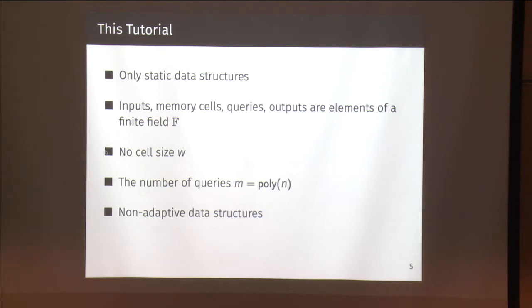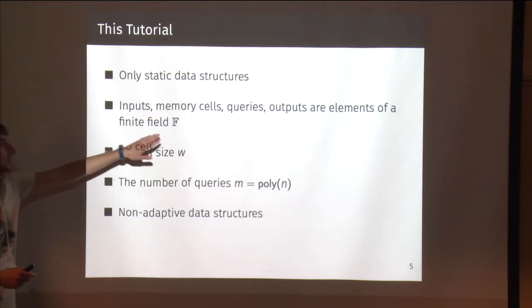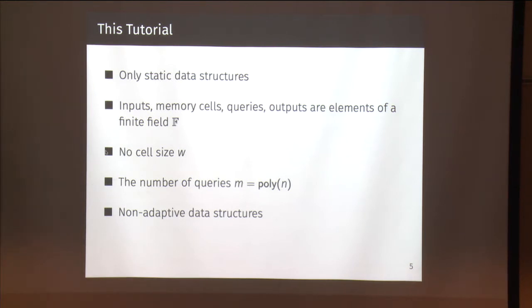Is it crucial that M is whole? It's not, but usually, in lower bounds, you would have something like log of M, which is another parameter, and we don't want to have another parameter. We'll essentially be working with S and T, space and time. W, we get rid of by assuming that memory cells are exactly the size of elements of the field. And M we get rid of by saying that M is fully affine.